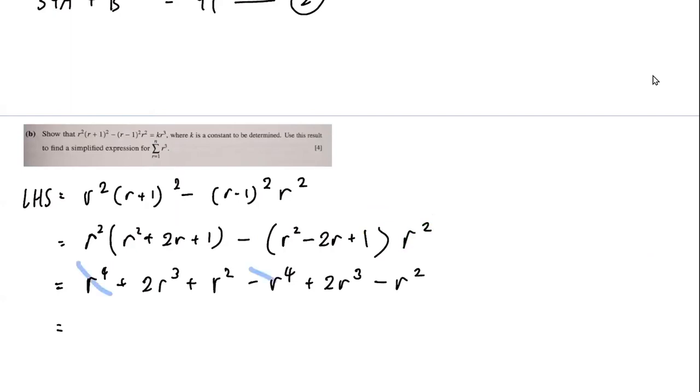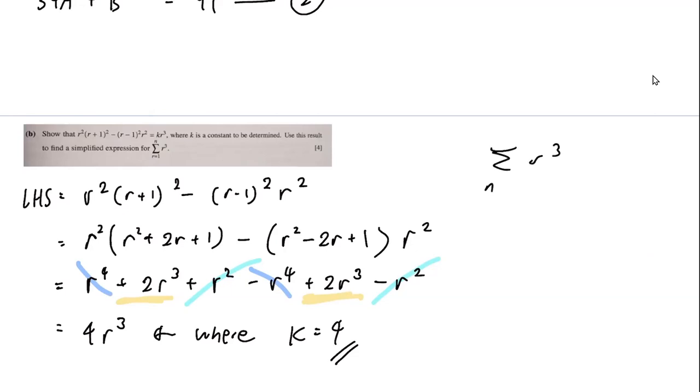Simplify, we get r to the power 4 minus r to the power 4. Good. 2r to the power 3 plus 2r to the power 3, which is 4r to the power 3, and then r squared minus r squared, which means you're left with 4r cubed. And this means that is your kr cubed. So you can just say where k equals 4. Answer.